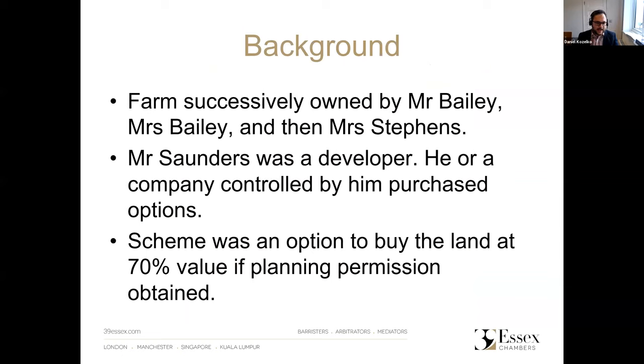So as we can see here, the basic facts were the land was initially owned by Mr. Bailey, then Mrs. Bailey, and then Mrs. Stevens. I'm going to talk about the owner as always being Mrs. Stevens, and Mr. Saunders was the developer, although different companies over time actually held the options. And what the option was for the sale of the land that I showed you in that photo on the previous slide. And there would be a sale of that land at 70% of its value if planning permission were obtained for that land. And this reflects a very standard kind of option agreement, it seems to me, where a developer comes along, tries to get planning permission for development, and if so, buys land at a discount. And in that scenario, everyone wins.